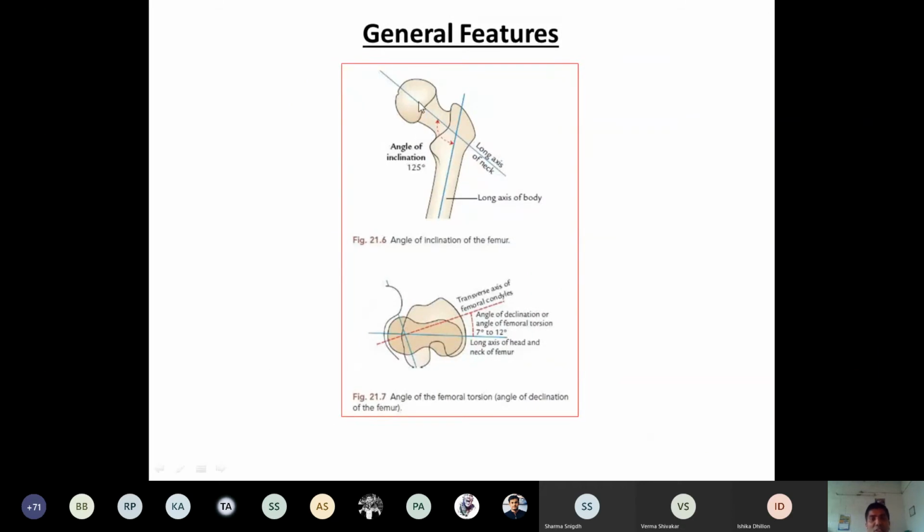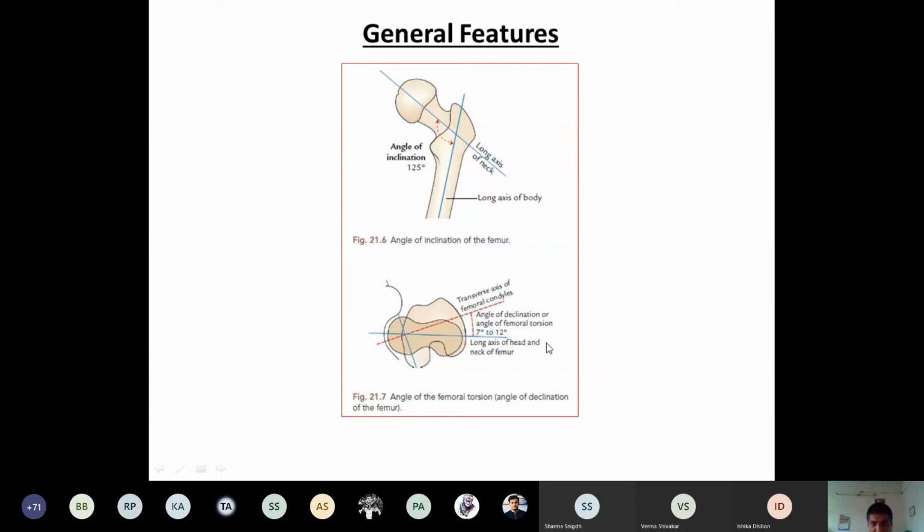See, this angle between the neck of the femur and the long axis of the body of the femur is known as the angle of inclination. In this diagram you can see the angle of inclination is 125 degrees in adults. Okay, and in children it is more, it will be 160 degrees.